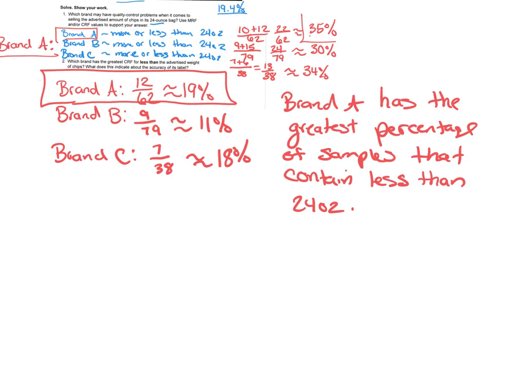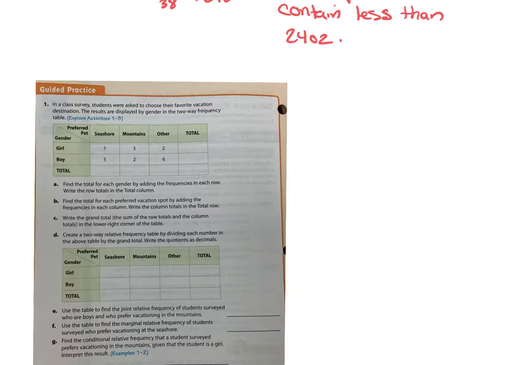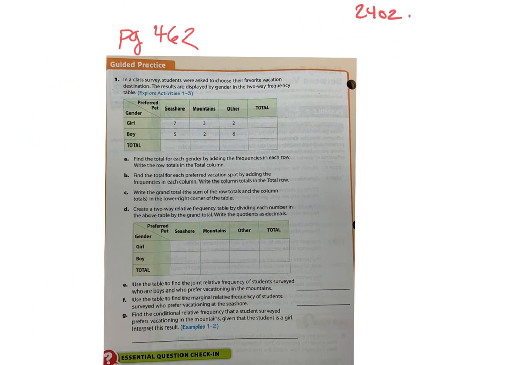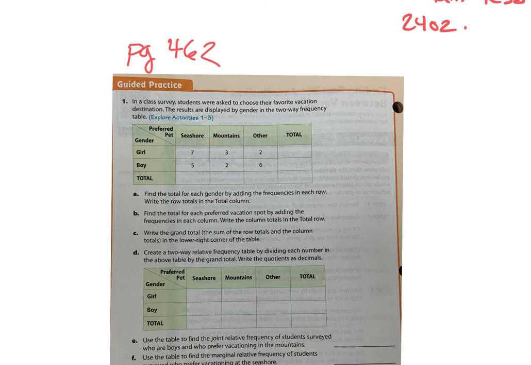Okay, we'll go on to your guided practice. So your guided practice is going to be found on page 462. It says, in a class survey, students were asked to choose their favorite vacation destination. The results are displayed by gender in a two-way frequency table. So in the class survey, we've got 7 girls preferred the seashore, 3 mountains and 2 other. So we've got to finish filling this out.